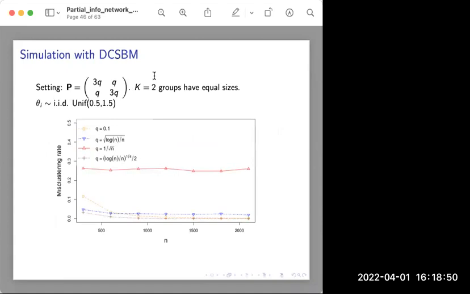And here is the corresponding example under the degree-corrected version, same P, same K. I'm just generating the degree parameters as IID uniform distribution. We can see the trends are very similar, except the convergence rate is slower for most of the Qs.